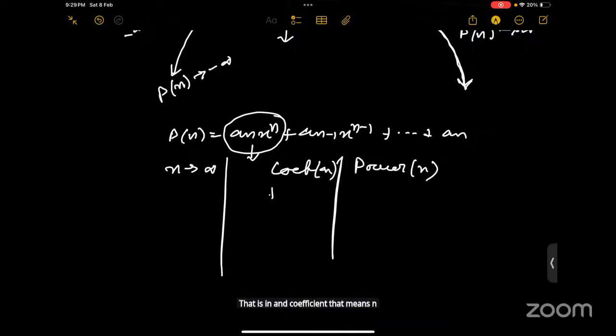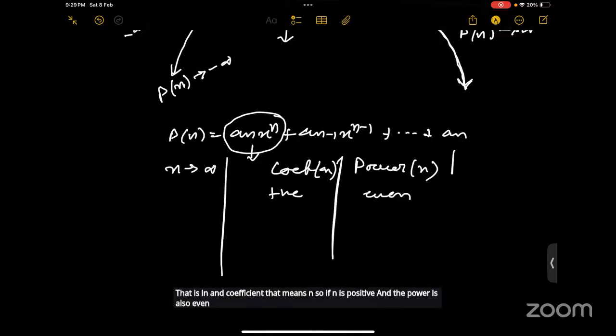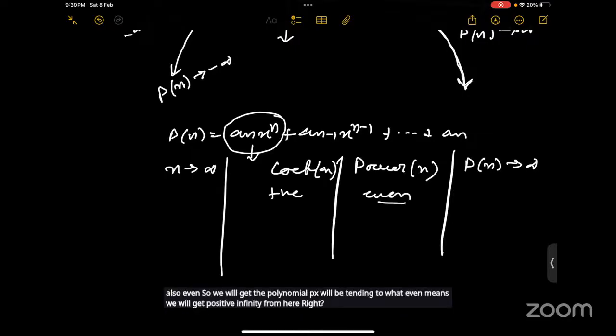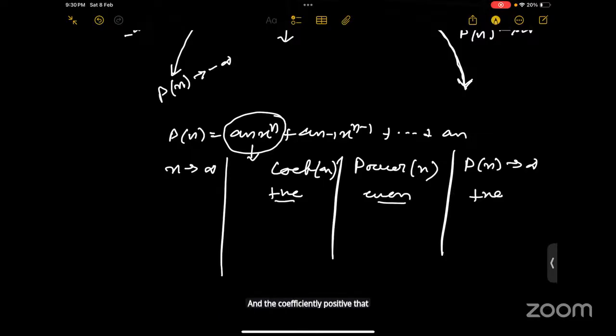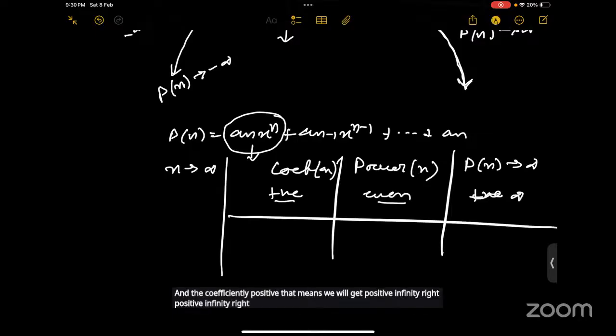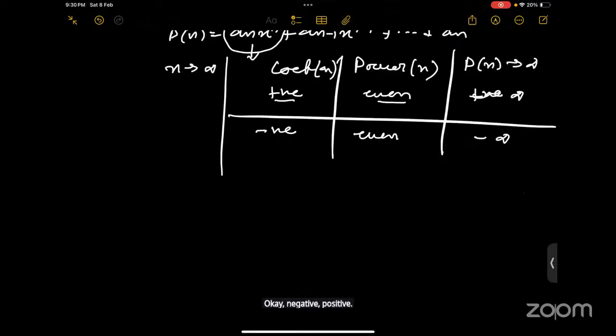So if the coefficient is positive and the power is also even, then the polynomial p(x) will be tending to what? Even means we will get positive infinity from here, and the coefficient is positive, so we will get positive infinity, right? Yeah. If the coefficient is negative and the power is even, then we will get a negative infinity. Okay.